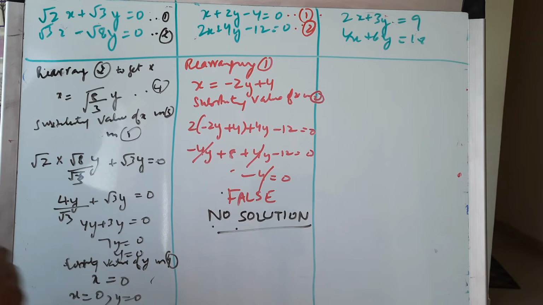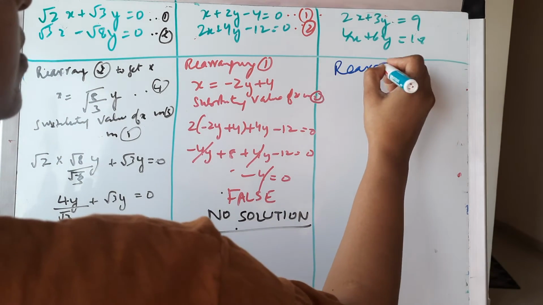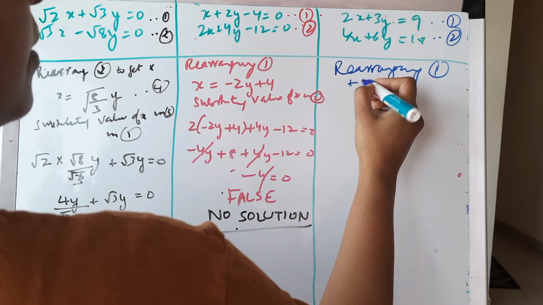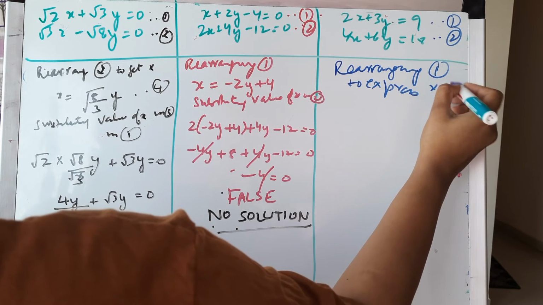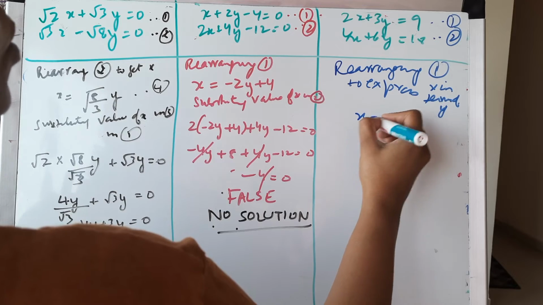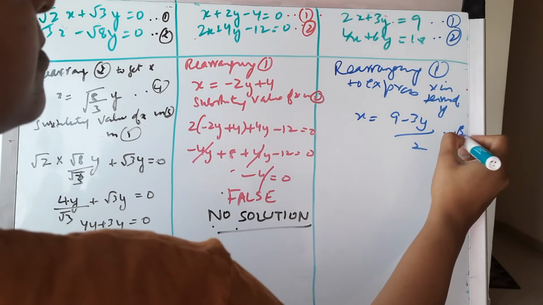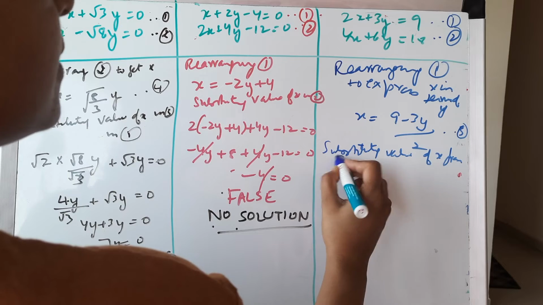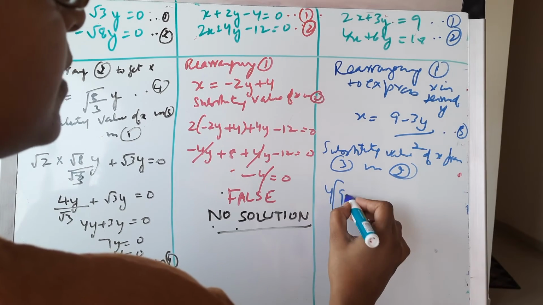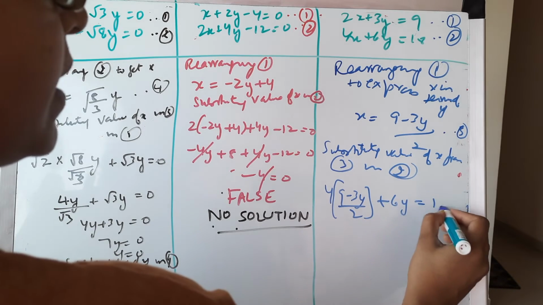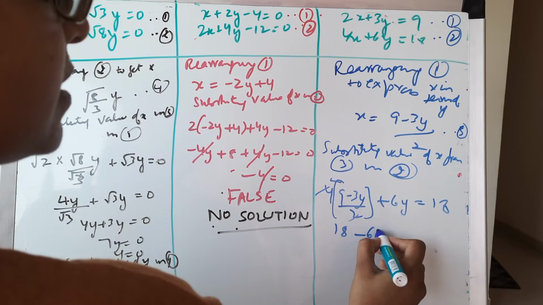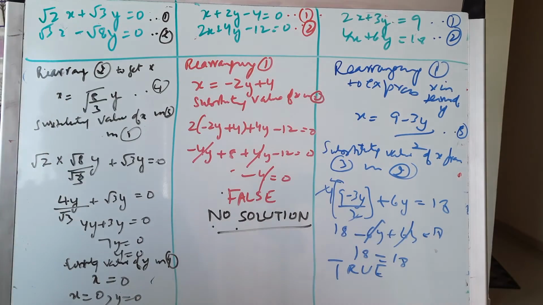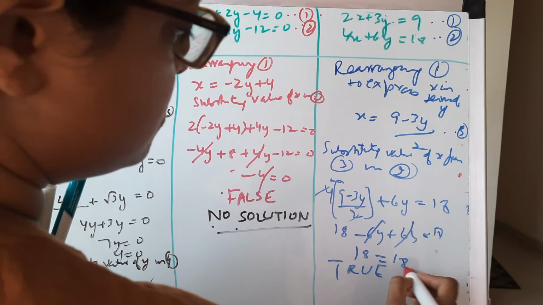Moving on to the other question. Again, rearranging 1 to express x in terms of y, x equal to (9 minus 3y) by 2, substituting the value of x from 3 into 4, (9 minus 3y) by 2 plus 6y equal to 18, 18 minus 6y plus 6y equal to 18, this gets cancelled, 18 equal to 18, true, hence infinitely many solutions.